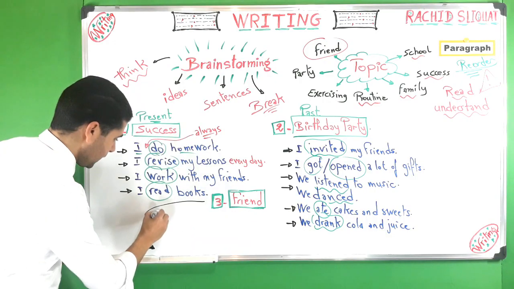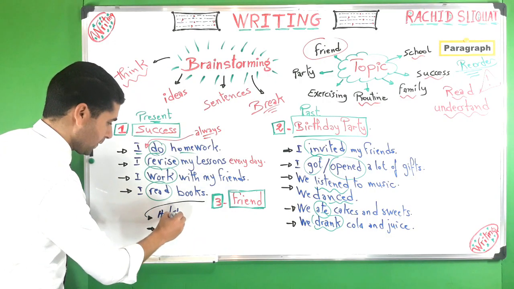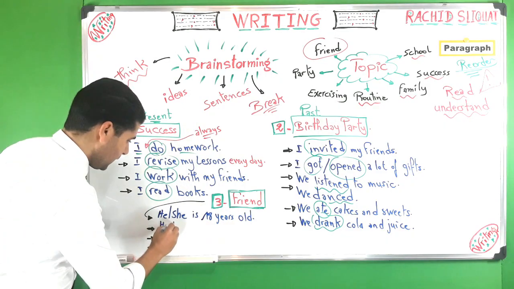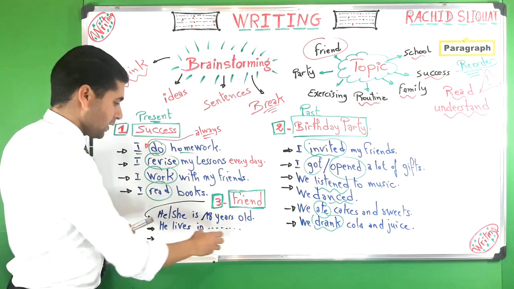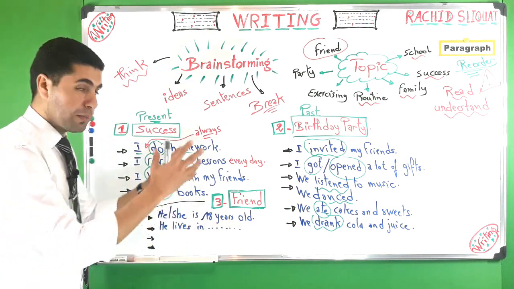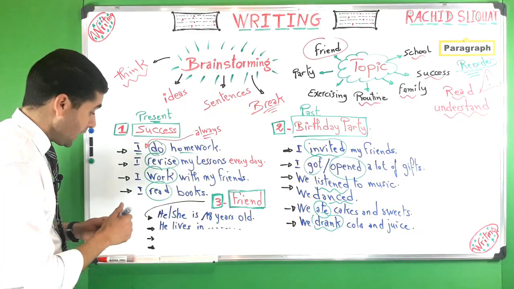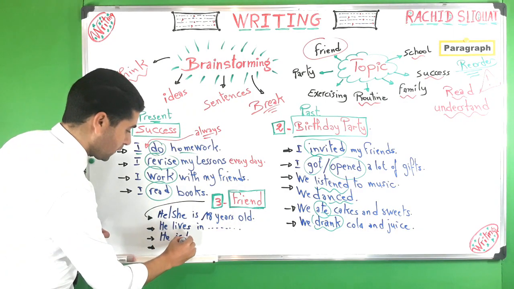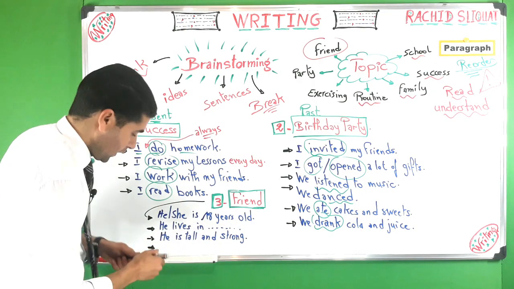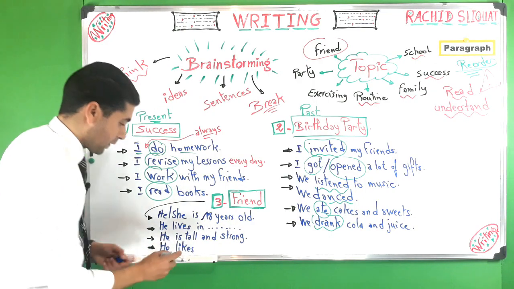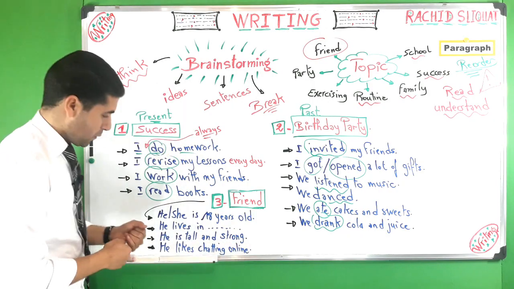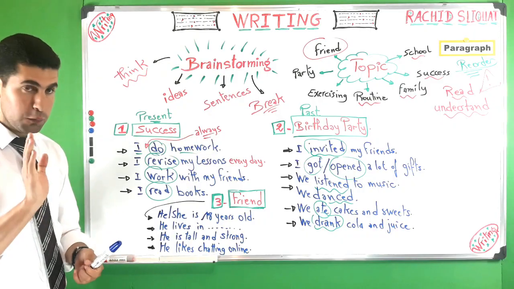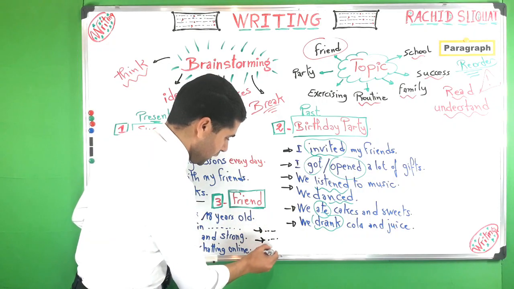All right, for instance, he or she, it depends. For example, he is 18 years old. He lives in, for example, the city. For example, he lives in a place. He is, for example, here we can talk about some qualities. We can say he is, for instance, tall and strong. He or she likes, for instance, chatting online. We can say he doesn't like, for example, games, or he doesn't like going out, etc. So you can write other sentences, okay.